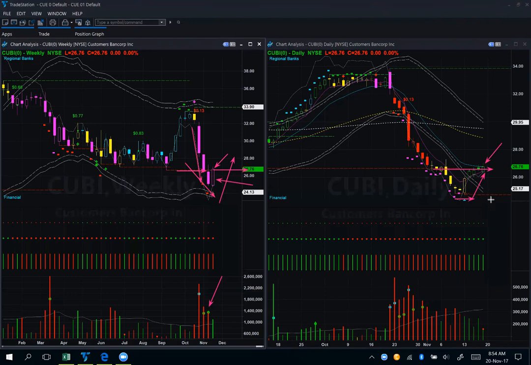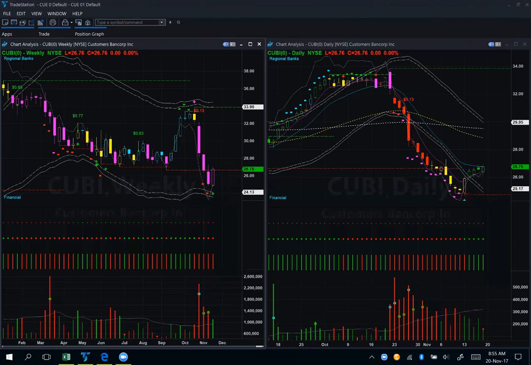The stop loss will be somewhat far away. If CUBI comes down a little bit next week and then tilts up again, it may give us a very low risk buy opportunity using go with flow long trade setup.